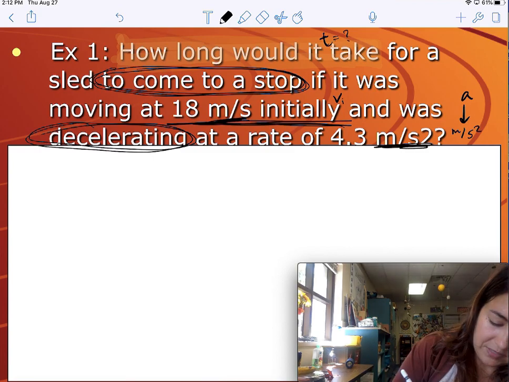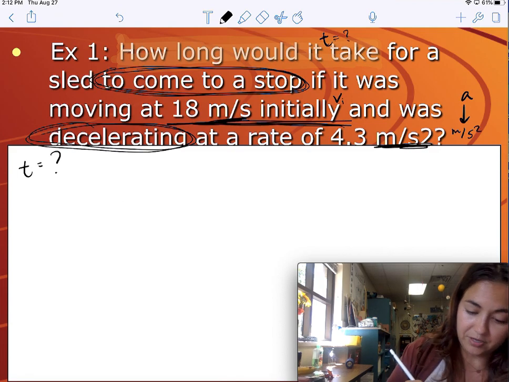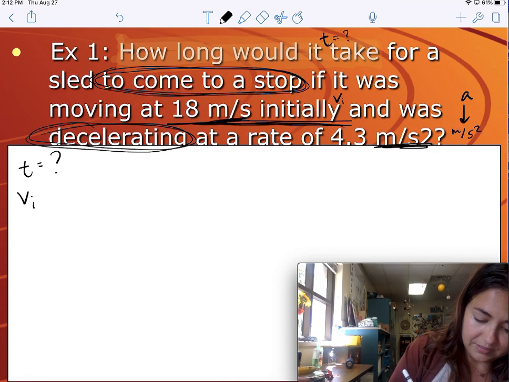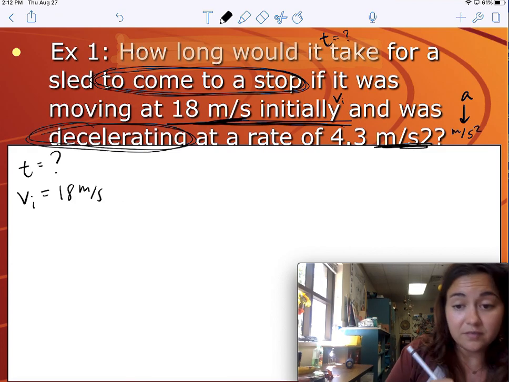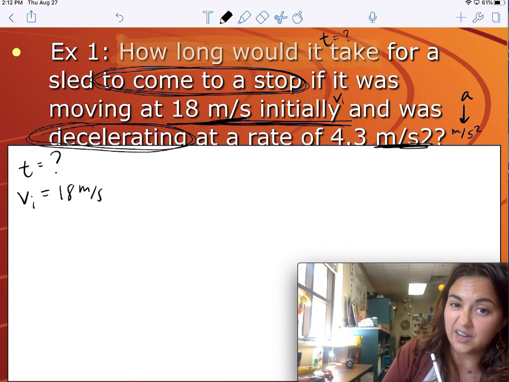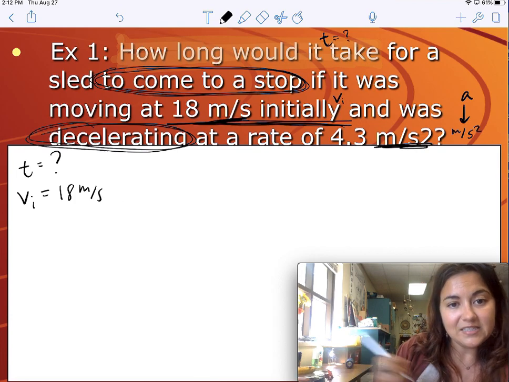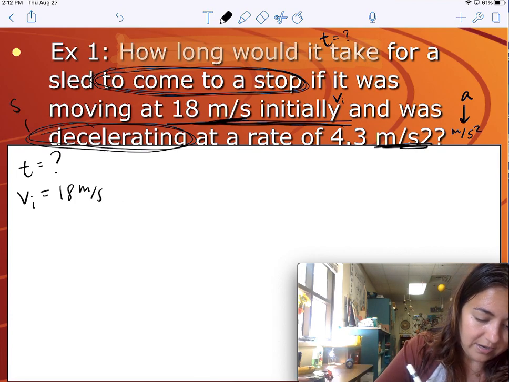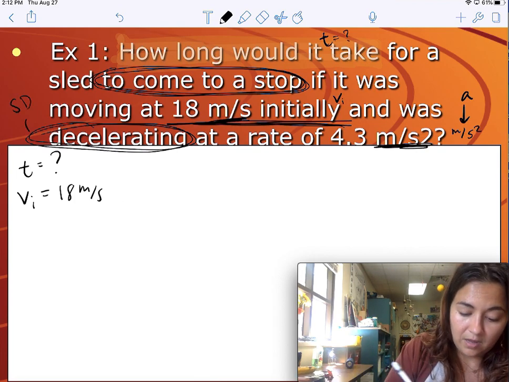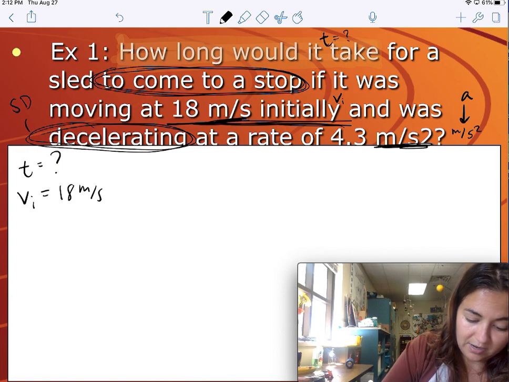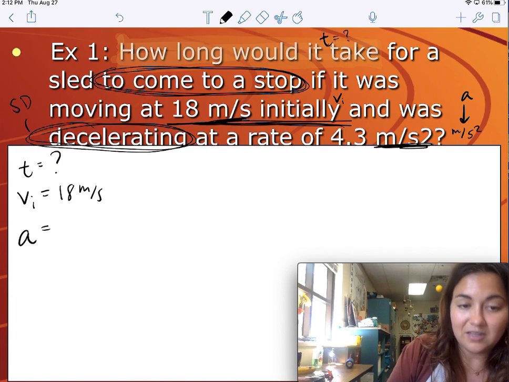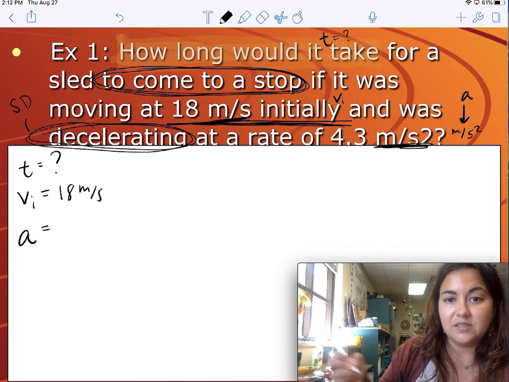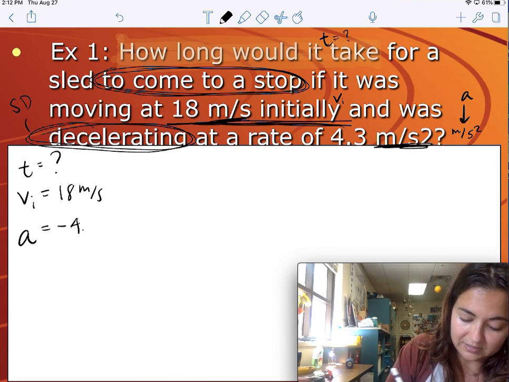So let's go ahead and write stuff down. Time is what we're looking for. Initial velocity is 18 meters per second, and we can assume that's positive since they don't specifically say it's negative. But it's decelerating, which means it's slowing down. And we learned earlier, if it's slowing down, that means the acceleration has to be in the opposite direction as the velocity. So I am going to make this a negative 4.3 meters per second squared.